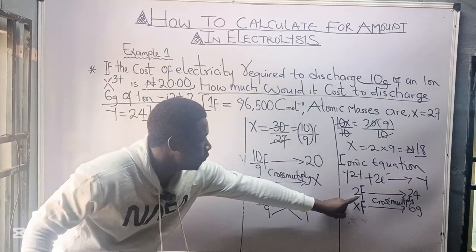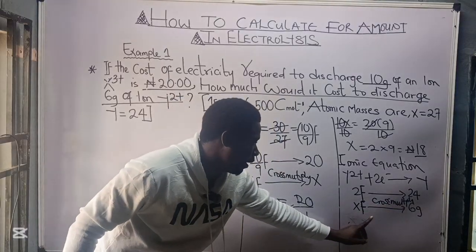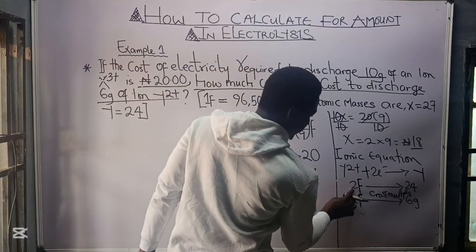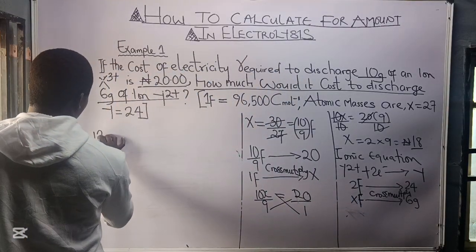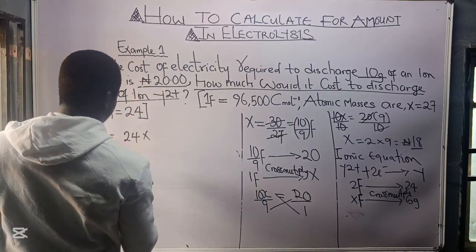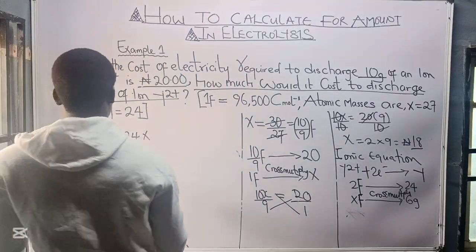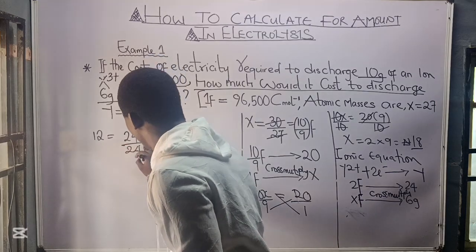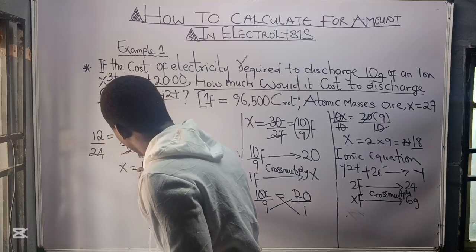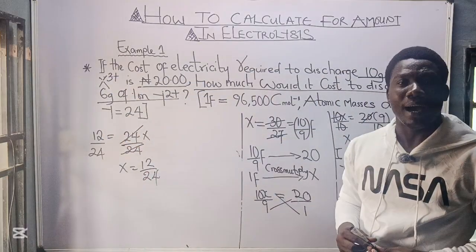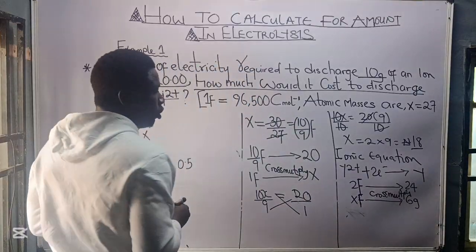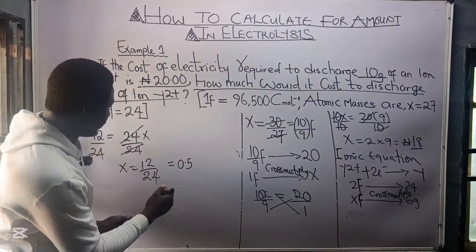So watch this. 2 Faraday is 24. X Faraday is 6 grams because that's what they gave us. So cross multiply, you have 6 times 2 to give you 12 equals x times 24 will give us 24x. Do you understand? So we divide both sides by what? 24. Divide here by 24. This cancels this. X will be 12 over what? 24. And if we have x equals 12 over 24, it means that it will be 0.5. Do you understand? So it is actually 0.5 Faraday.